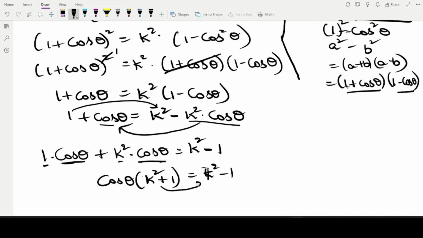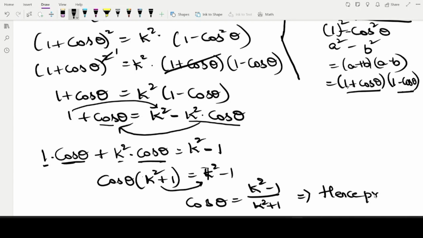When you shift the k square plus 1 to the other side, this becomes cos theta equals k square minus 1 divided by k square plus 1. So this is the thing which was asked to prove. Hence, cos theta equals k square minus 1 divided by k square plus 1.